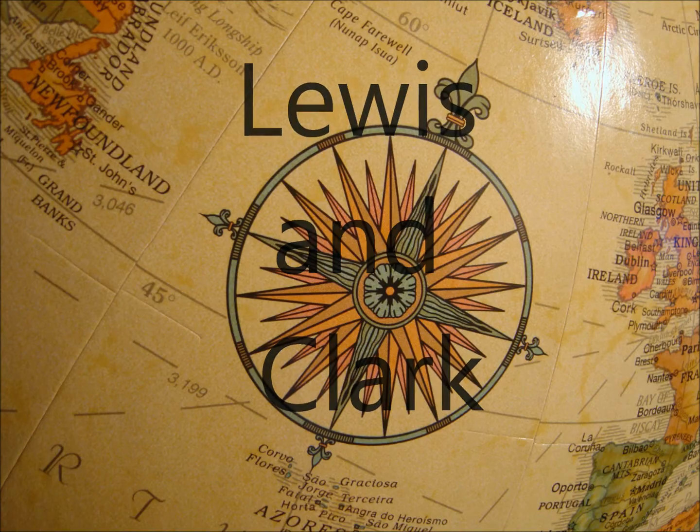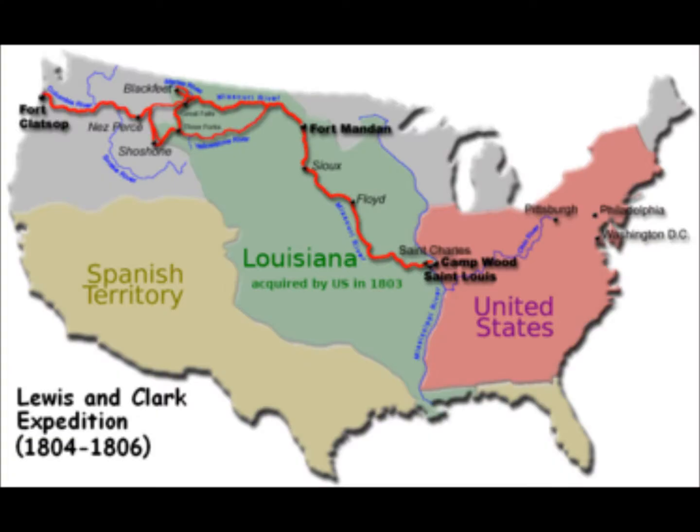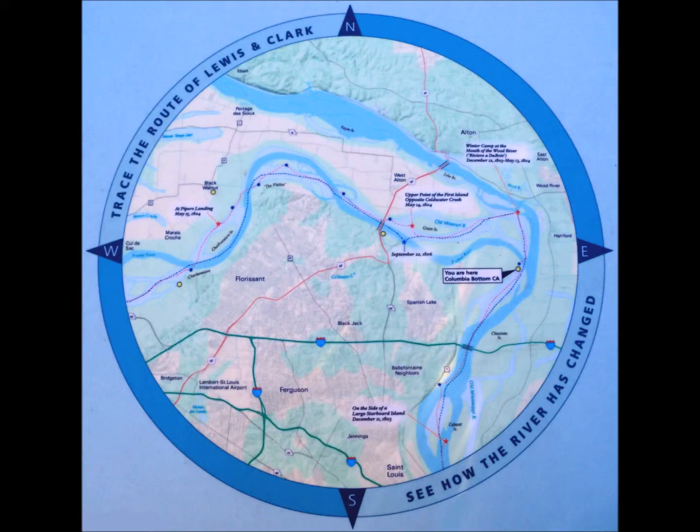In 1803, President Jefferson made a purchase of land which increased the size of the United States. It was called the Louisiana Purchase. Now, we didn't know much about this land, so President Jefferson asked Meriwether Lewis and William Clark to go explore the new land so we could learn as much as possible about what it was like.